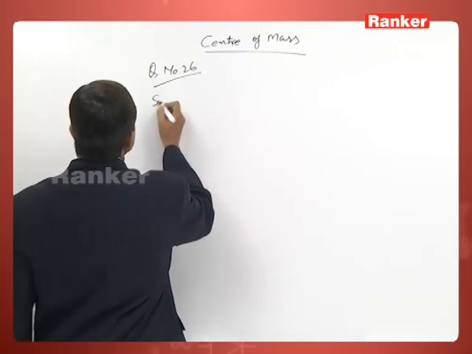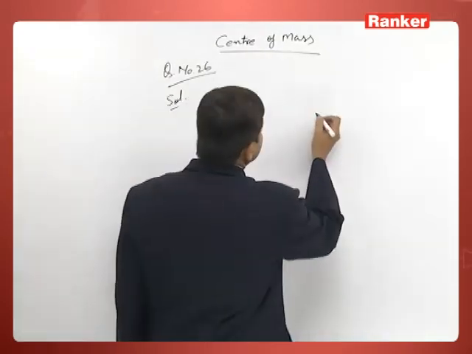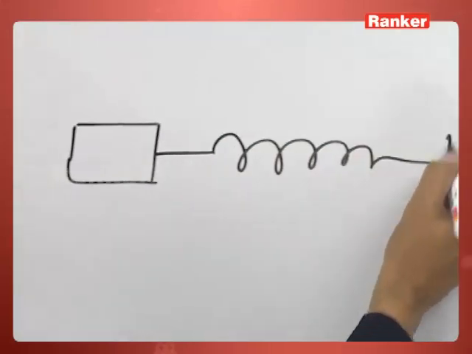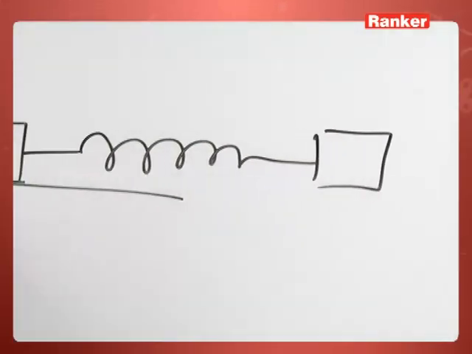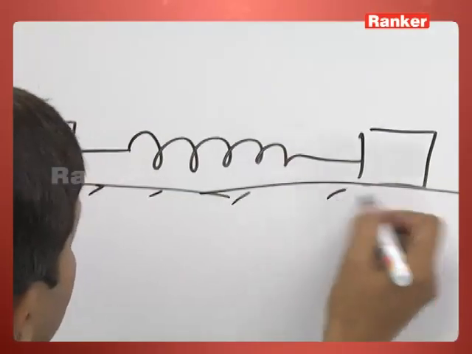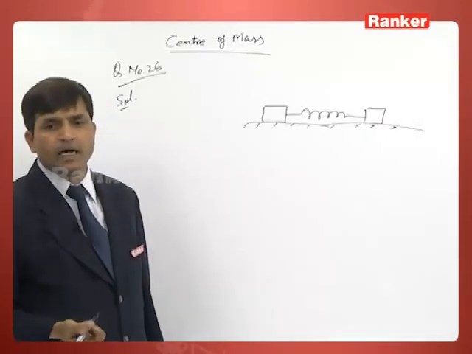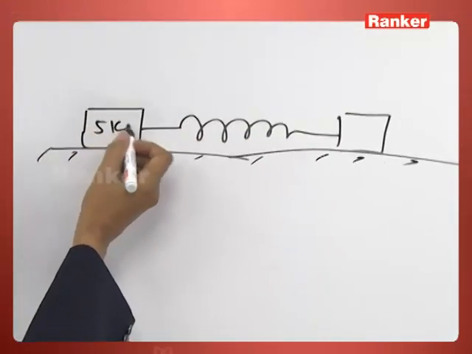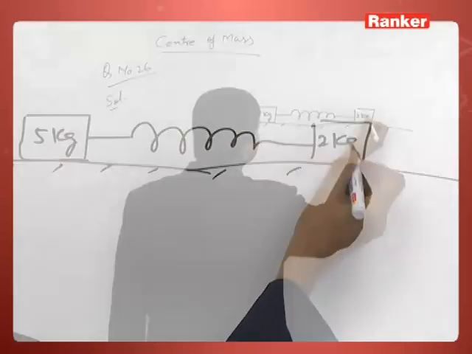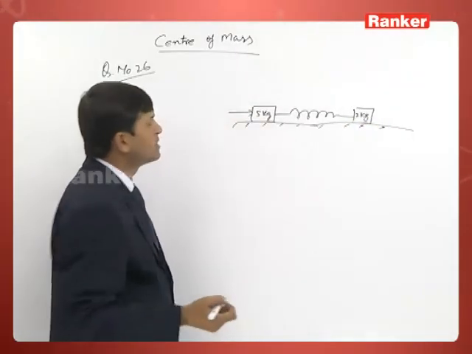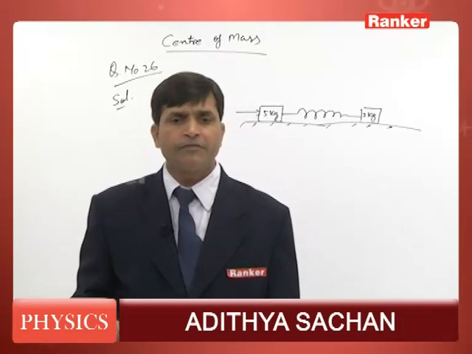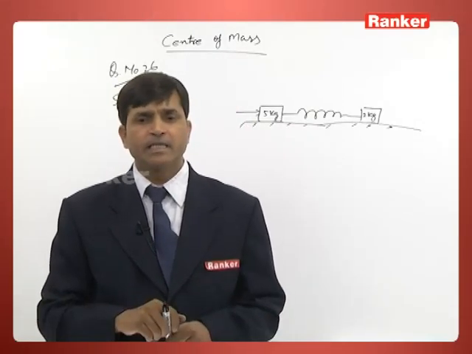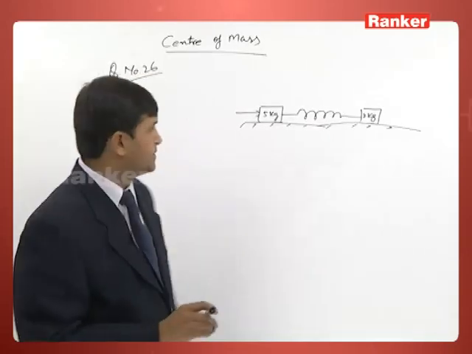So the question is like this: we are having two blocks, one block of mass 5 kg and another block of mass 2 kg. This is the 5 kg block and this is the 2 kg block, and here an impulse of 14 is given, so that the velocity is 14 meter per second.